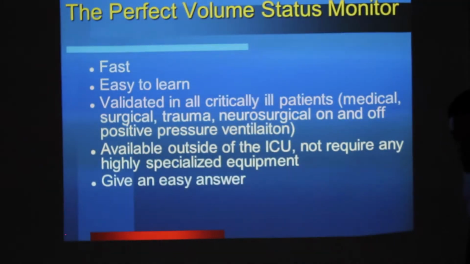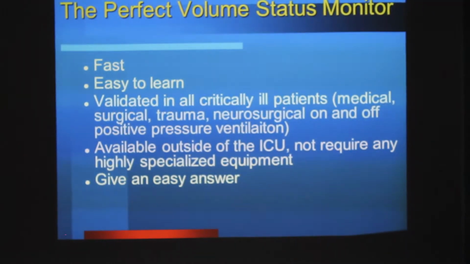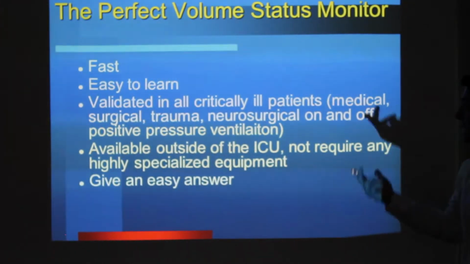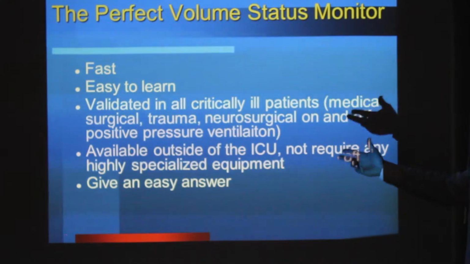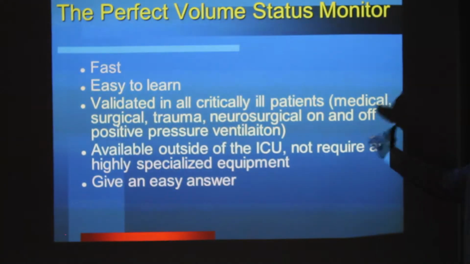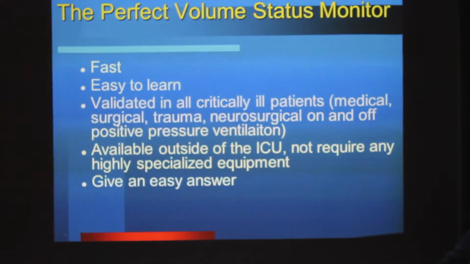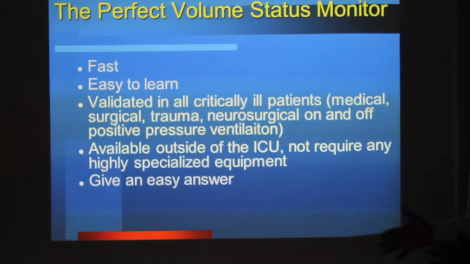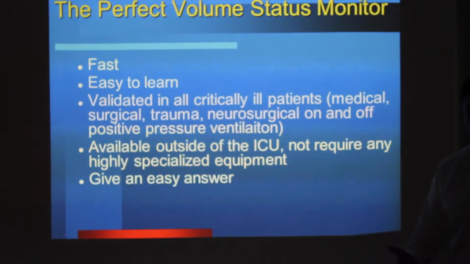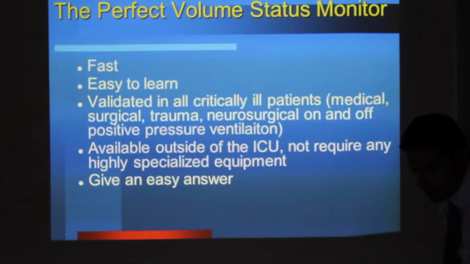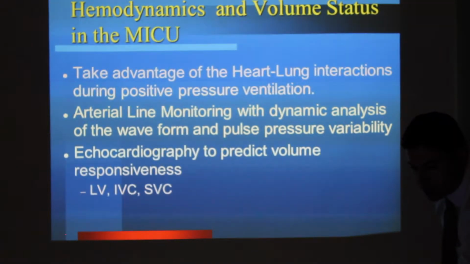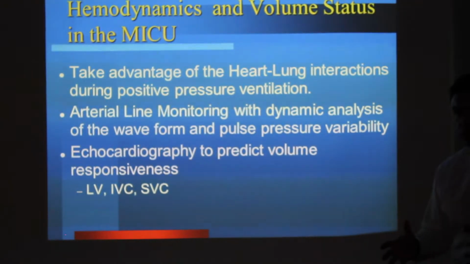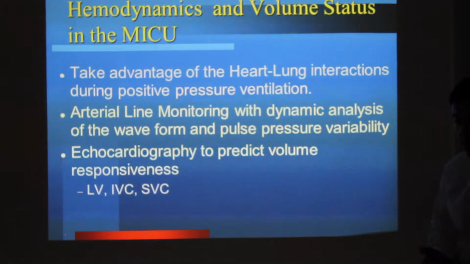So, what is the perfect volume status monitor? It has to be fast, because we're dealing with sick, critically ill patients. It has to be easy to learn, and it should be validated in all critically ill patients: medical, surgical, trauma, neurosurgical. It should be available outside the ICU, because sometimes you want to assess the patient before he comes to the ICU, and it should give you an easy answer. It should not be complicated. So, of course, we can take advantage of the heart-lung interaction, especially if the patient is on the ventilator.